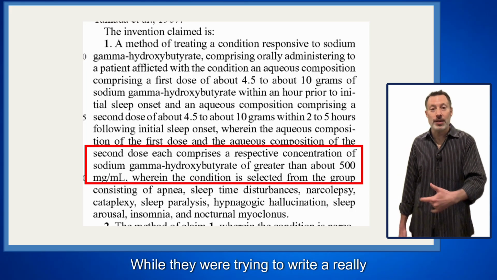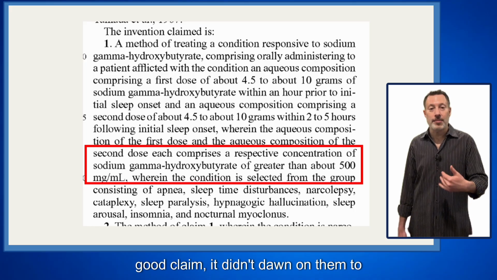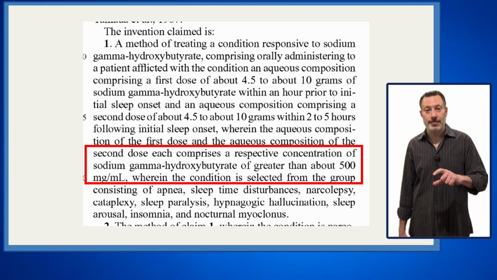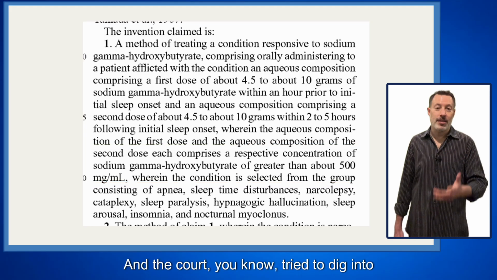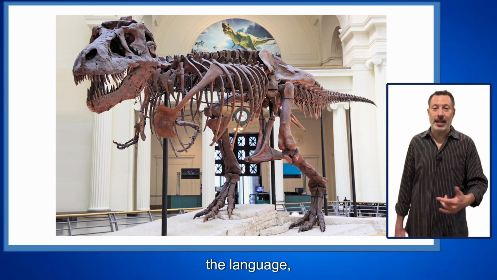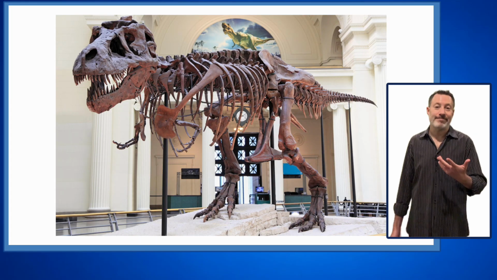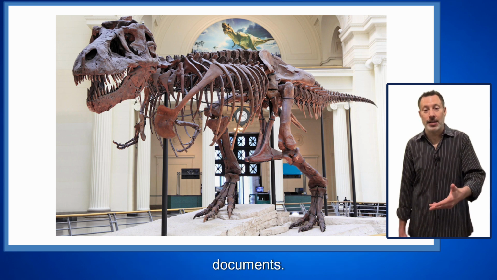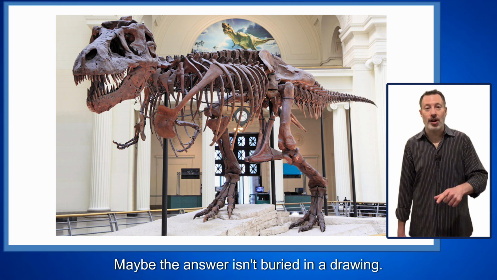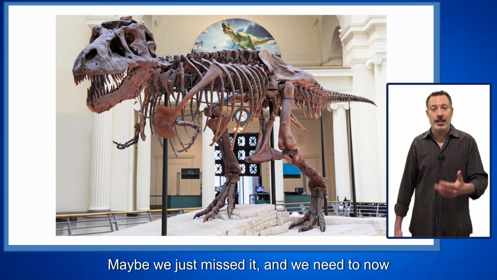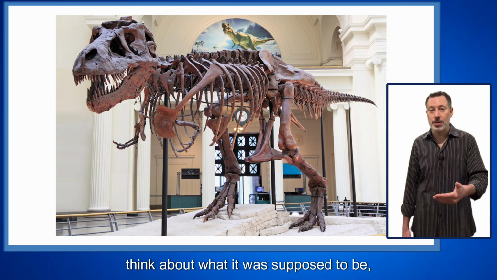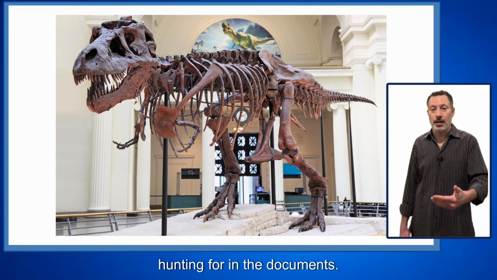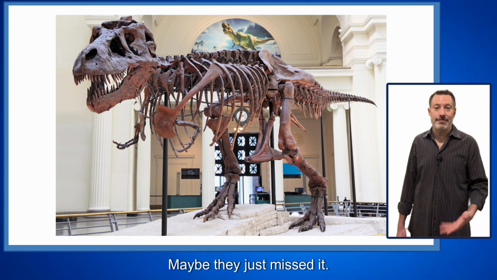While they were trying to write a really good claim, it didn't dawn on them to further specify when you do the measurement. And the court tried to dig into the language, go figure that out. I worry about false precision. Maybe the answer isn't buried in the documents. Maybe the answer isn't buried in a drawing. Maybe we just missed it, and we need to now think about what it was supposed to be, even if we don't have good evidence to go hunting for in the documents. Maybe they just missed it.